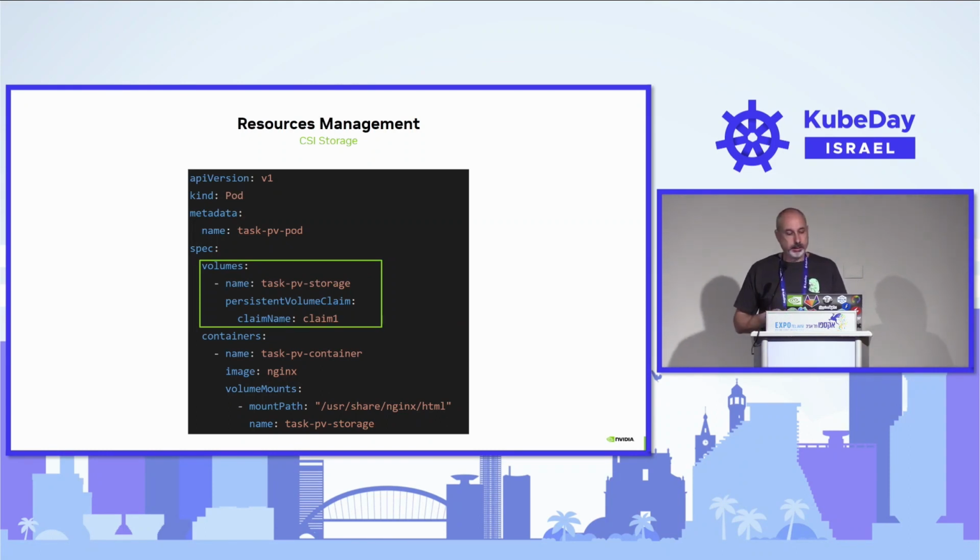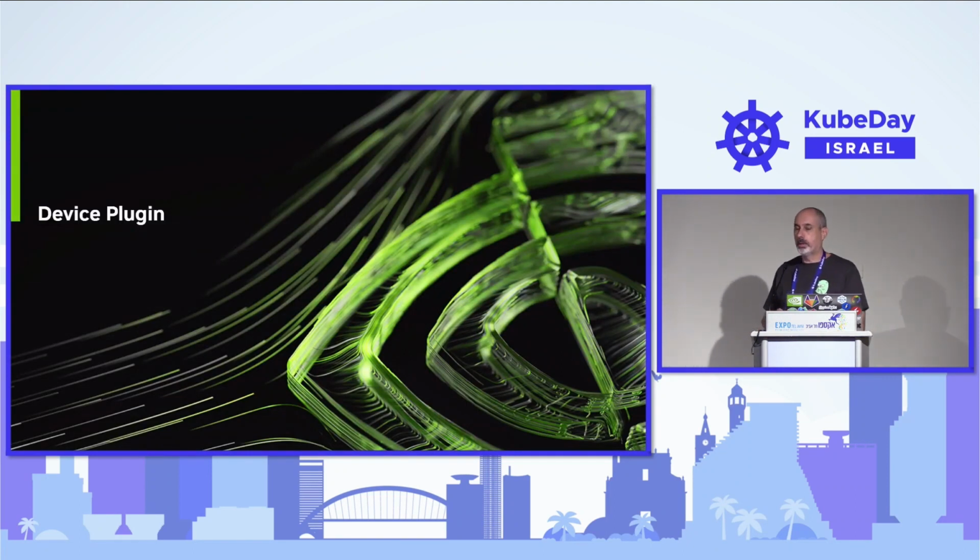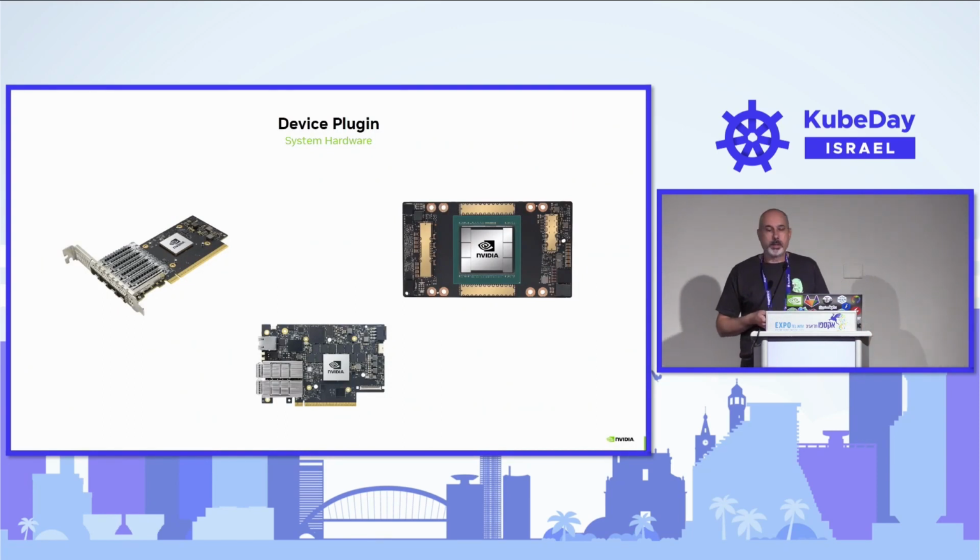OK, the next resource that we have is the device plugin. So why do we need a device plugin? Sometimes in your node, you have specialized hardware. For example, here we have a BlueField-3 GPU, an A100 GPU, and a ConnectX-6 Dx NIC. And we want to be able to utilize this hardware inside your workload. And like we saw, Kubernetes does not support specialized hardware. It's only aware of a limited set of resources. So here comes the device plugin to help us utilize these resources.